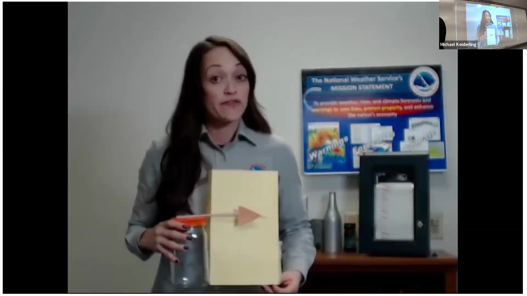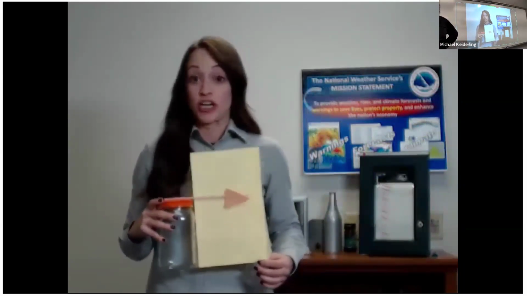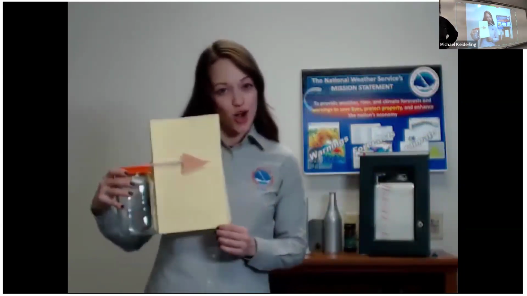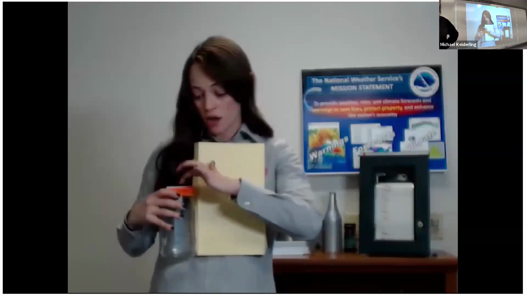A way to further investigate high and low pressure is to build a homemade barometer like we've done here and track air pressure changes in your area. Here's our homemade barometer. All you need is a piece of paper, a straw, a balloon, some rubber bands, and a glass jar.